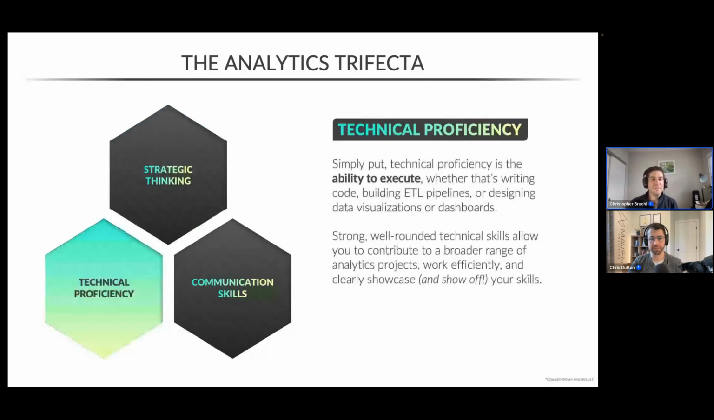Next up, we have technical proficiency. Because you are joining us on a call here at Maven, where we teach technical skills primarily, you're probably not too surprised by this one. Technical proficiency is the ability to actually execute your analysis. If you just have strategic thinking, you could think of all of the questions you want to answer, but if you're not able to execute with your technical skills, you're not going to get too far in solving that business problem. So you'll need to be able to write code or build ETL pipelines, visualize that data, et cetera. And having strong, well-rounded technical skills will allow you to contribute to a broader range of analytics projects, work efficiently, and clearly showcase your skills.